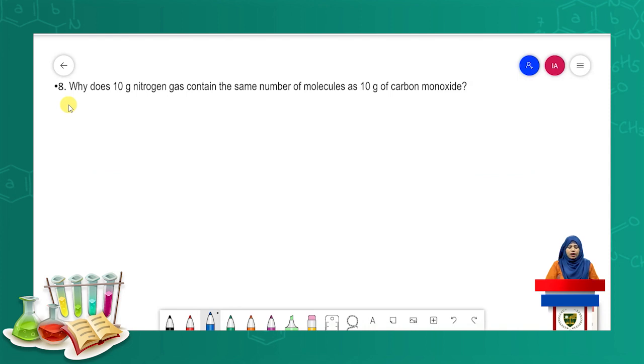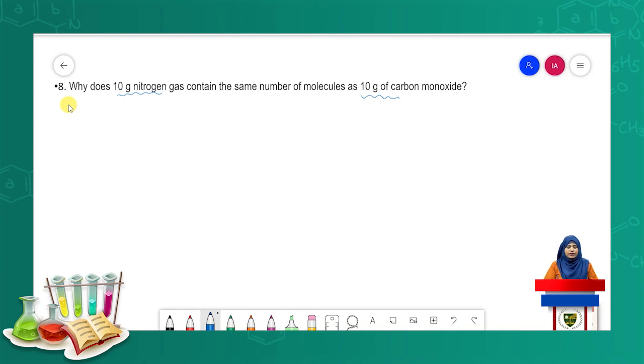Now we have the last question of our Test Yourself number 1.7. This question states: why does 10 gram nitrogen gas contain the same number of molecules as 10 gram of carbon monoxide? मतलब 10 gram of nitrogen gas में उतने ही molecules होते हैं जितने 10 grams of carbon monoxide में होते हैं. Now we know that different substances can have different numbers of molecules in different masses or in the same masses as well. तो यहाँ हमें ये पता लगाना पड़ेगा कि इन दोनों का mass क्या है.